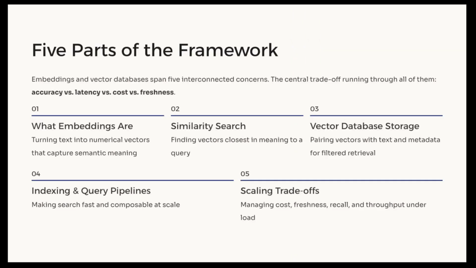Now, let's start with the core framework. When I think about embeddings and vector databases, I usually break it down into 5 parts. First, what embeddings are. Second, how similarity search works. Third, what a vector database stores. Fourth, how indexing and query pipelines work. And finally, scaling challenges and trade-offs. The main trade-off is accuracy versus latency versus cost versus freshness.